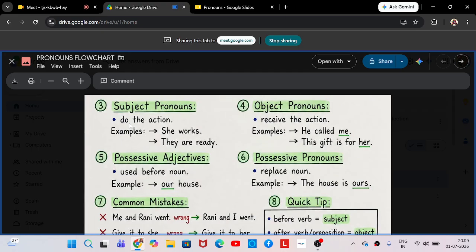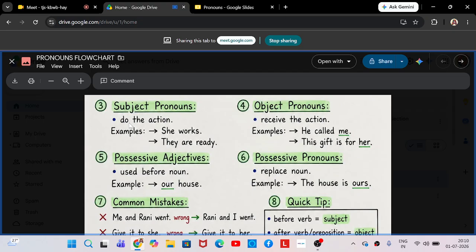They don't come in the beginning. They come in the end. So they are called object pronouns. You can simply remember like this: pronouns that come in the beginning are subject pronouns, and pronouns that come in the end are called object pronouns. If it comes in the beginning, it will be a subjective pronoun. If it comes at the last, at the ending, it will be an object pronoun.